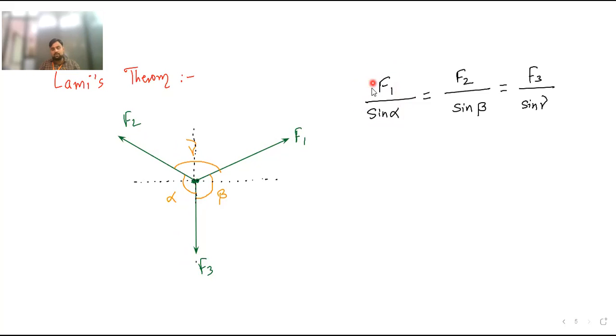So this proportion must be equal to F2 divided by sine beta, which must be equal to F3 divided by sine gamma. So this is Lami's theorem. This is called Lami's theorem.